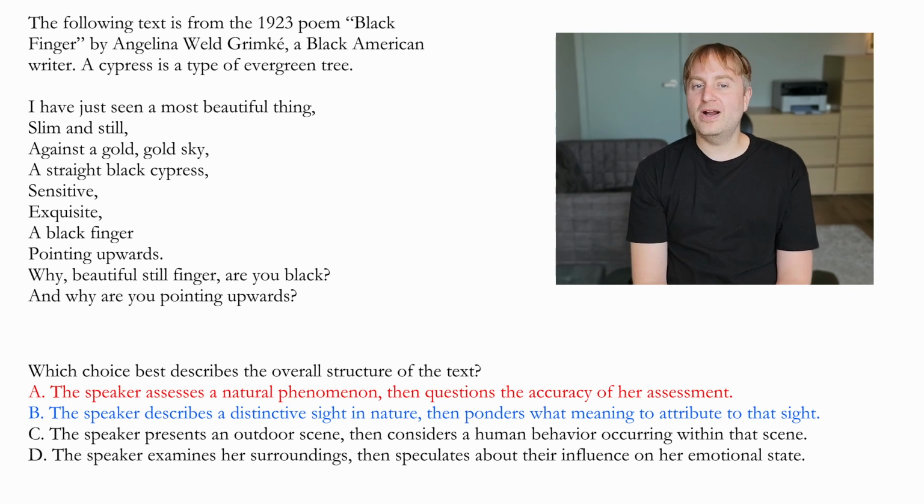The speaker describes a distinctive sight in nature, then ponders what meaning to attribute to that sight. Well, a black tree against a golden sky could be considered a distinctive sight in nature, and the speaker is certainly describing it. Moreover, those questions at the end do seem to be pondering what the sight means, so that part checks out too. It seems we found our answer, and it's B.